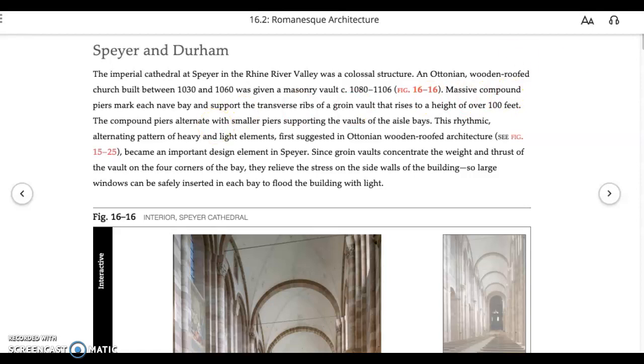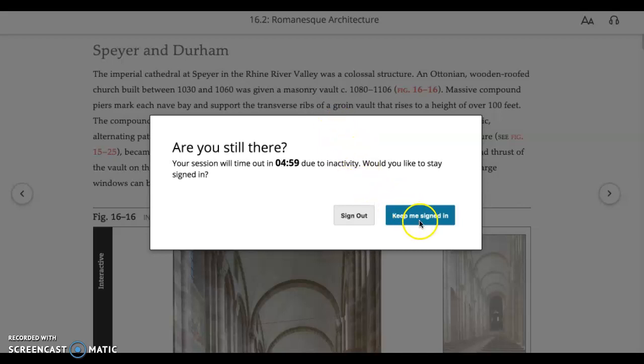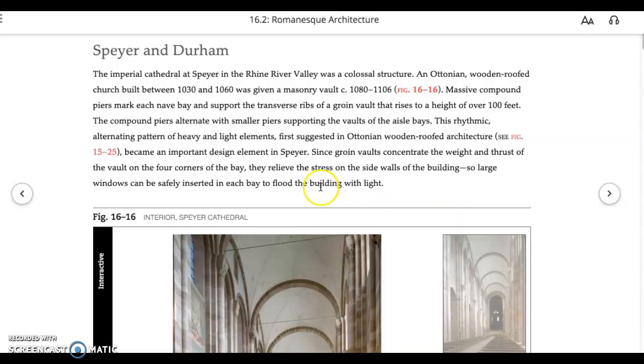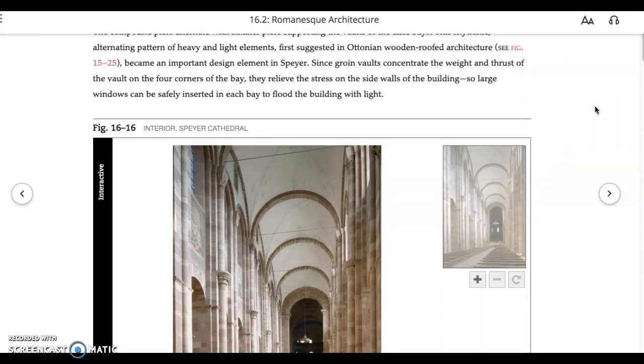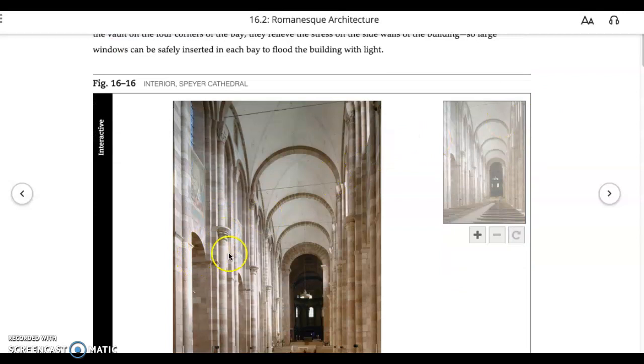right? But they also are giving you a little bit of a further development of your architectural knowledge. So I want you to look here. They say the compound piers alternate with smaller piers, supporting the vaults of the aisle bays. Let's get some of this terminology manageable by linking it to what you see and defining some terms.